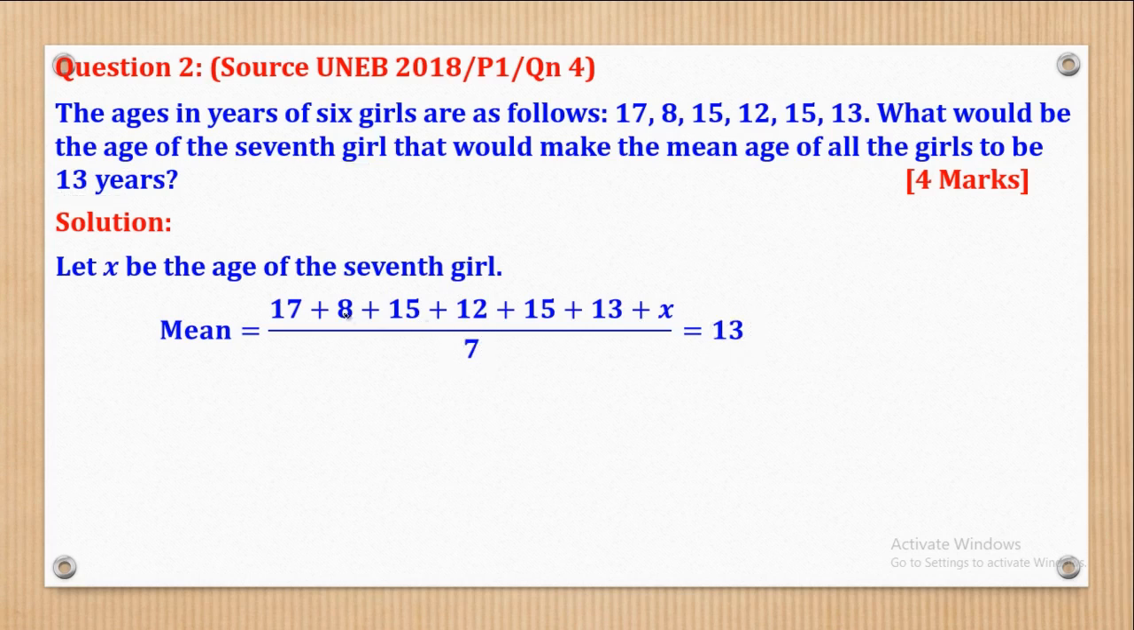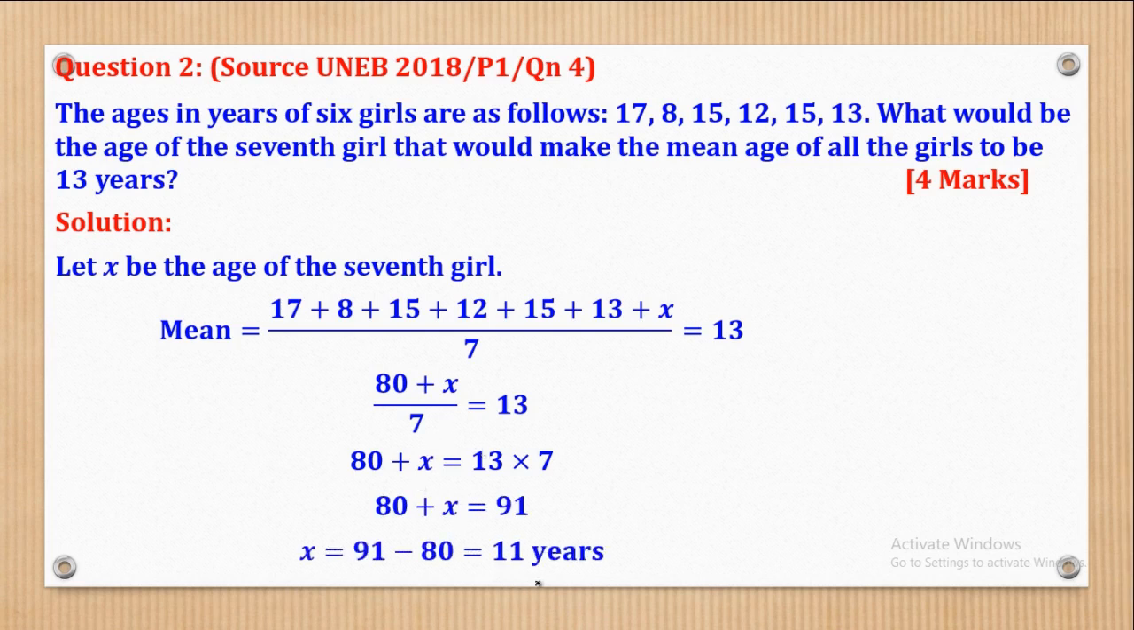Next we simplify the numerator to come up with 80 plus x over 7 equal to 13. When I cross multiply, I come up with 80 plus x equal to 13 times 7. When I simplify further, I come up with x being equal to 11 years. So basically that will be the age of the 7th girl, which will make the mean to be 13 years.